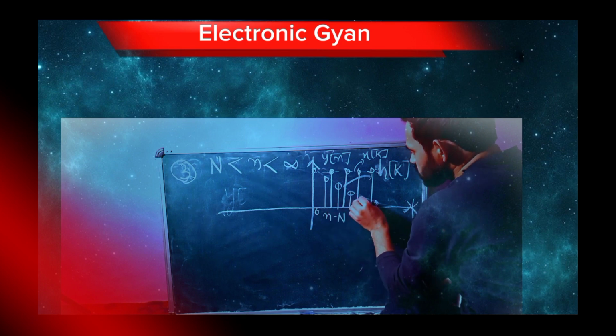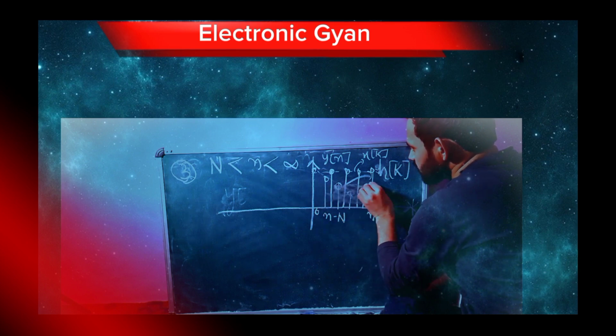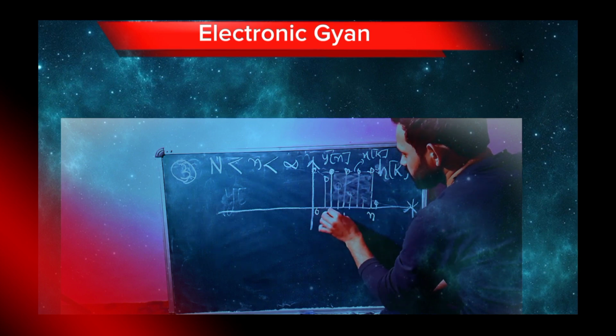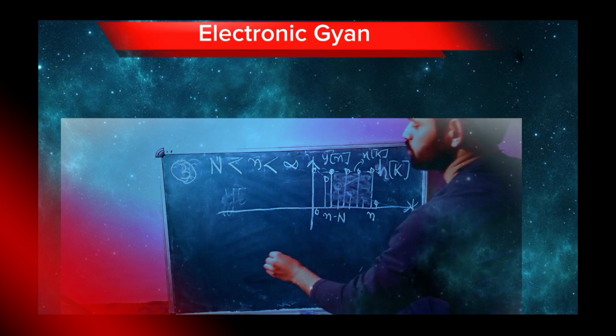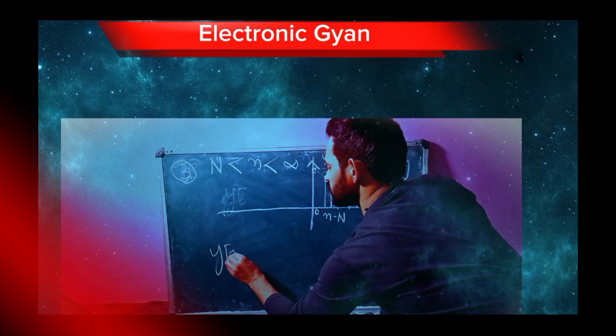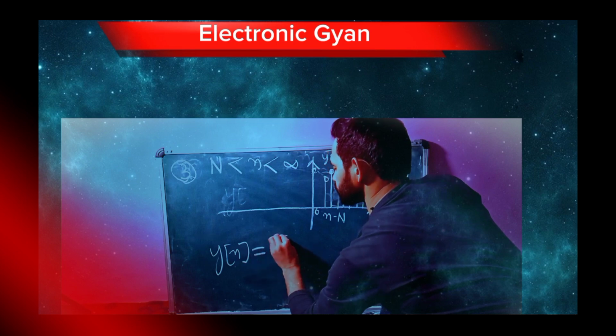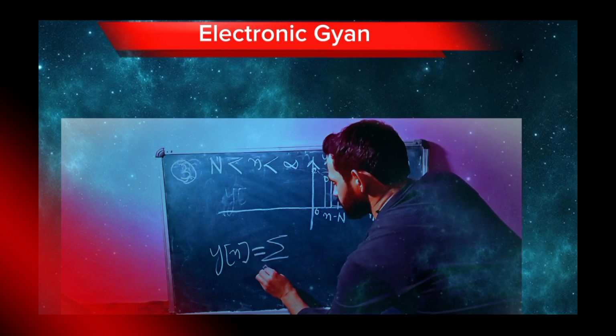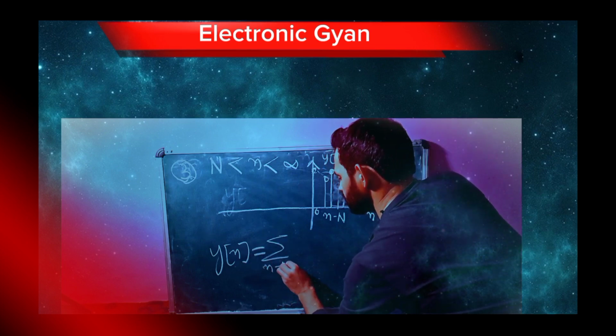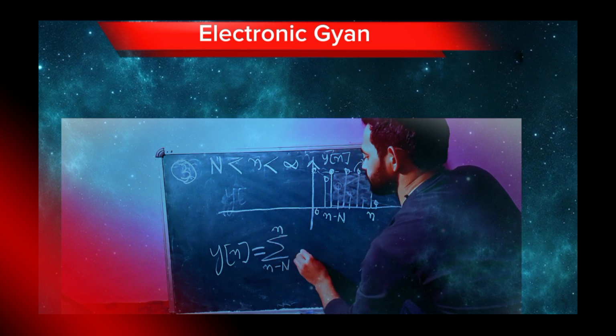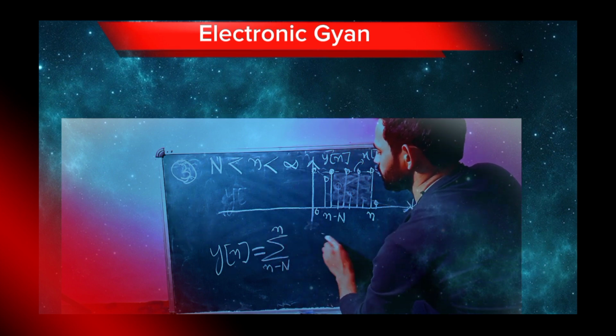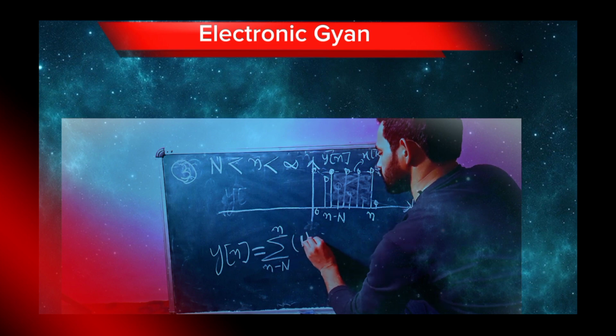Now is there a common range? Yes, there is a common range, which lies between n minus capital N and n. Therefore my output sequence will be y of n is equal to the summation from n minus capital N to small n, where my input is 1.